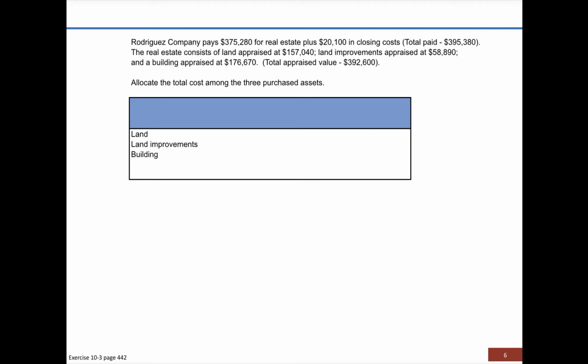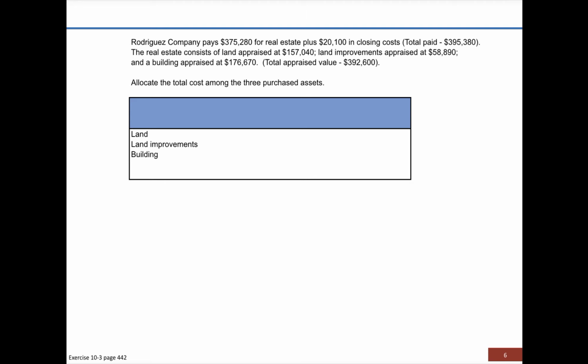So the denominator for our ratios to get the percentages we need is going to be the total appraised value of $392,600. Someone pull out a calculator for me, because I'm certainly not going to be able to do this math in my head. So for each of these three categories, we're going to take the appraised value of, starting with land.